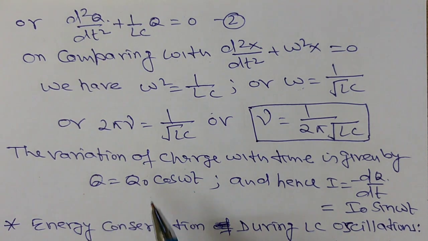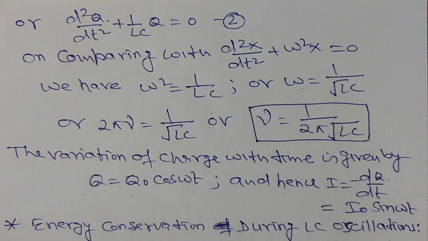Capital Q is equal to Q naught into cos omega t, and hence on differentiating this equation with time, then I is equal to minus dq upon dt, and this is I naught into sin omega t, and this minus sign indicates that the value of charge on the capacitor decreases with time, and hence current increases in the circuit. Now, this is the variation.